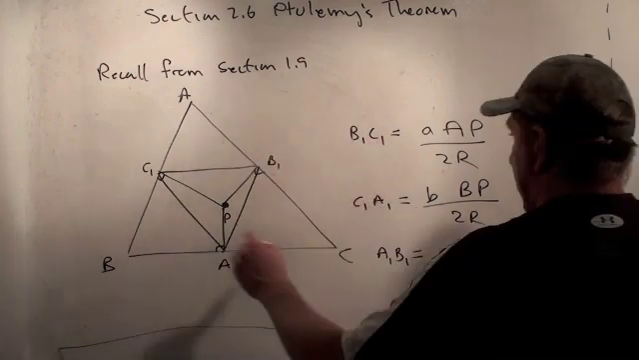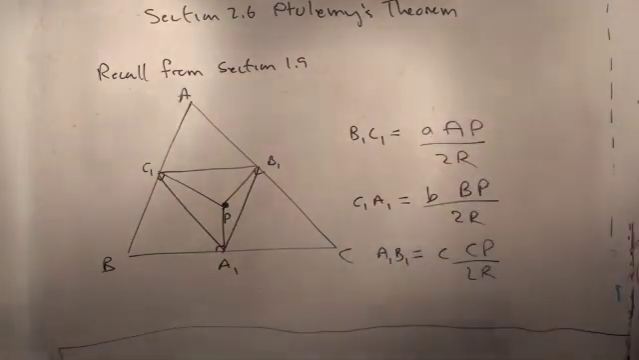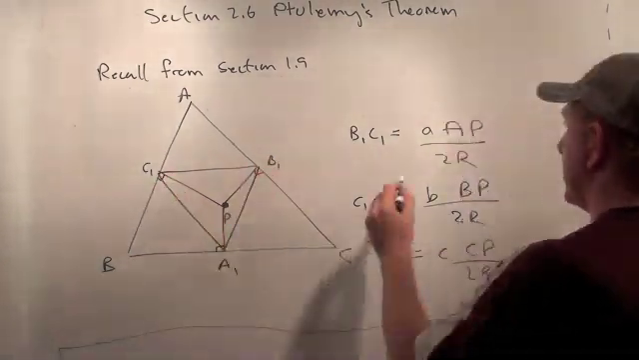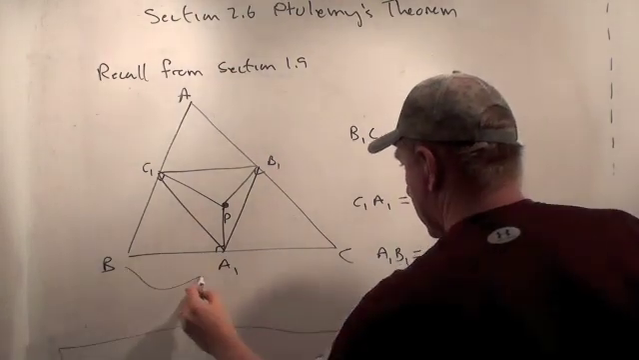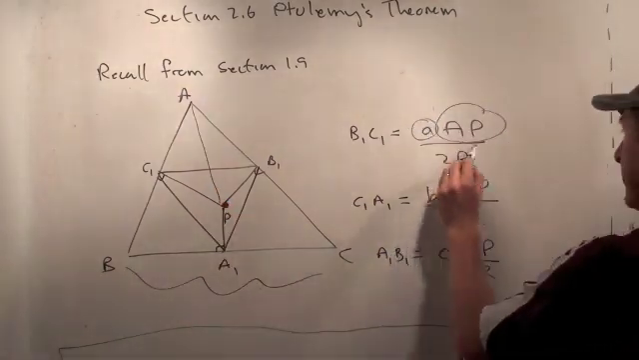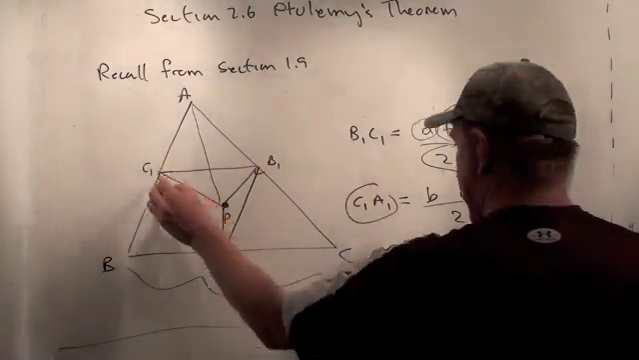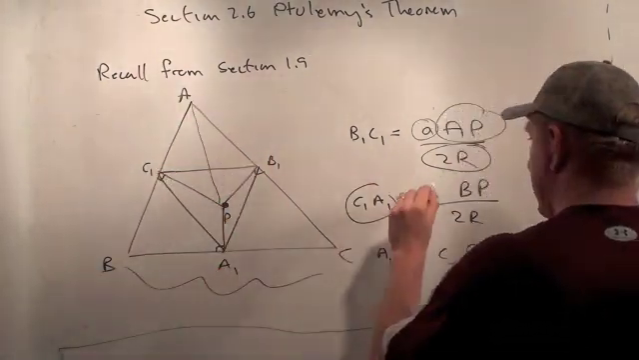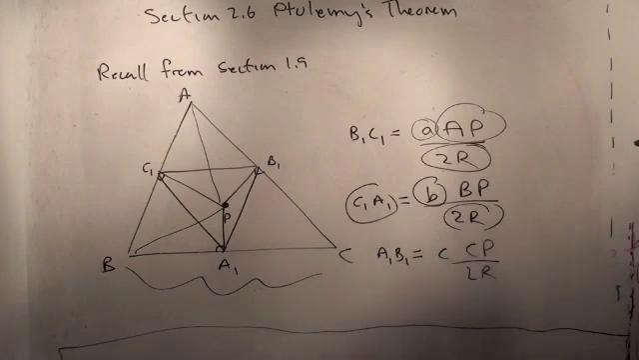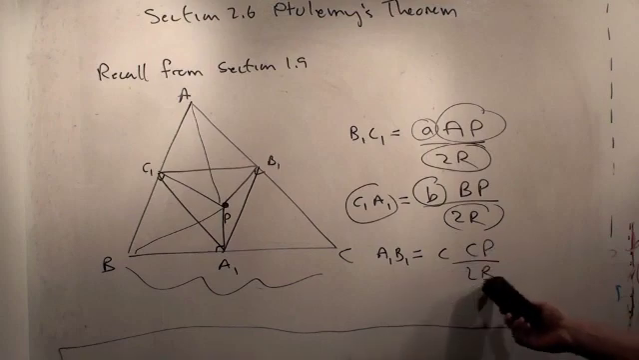So, ABC is any triangle, and we pick a point P, and we draw perpendiculars to the sides. And we showed the side of the triangle, B1C1, equals A, side length A here, times AP, the distance from A to the pedal point, over 2R, the radius of the circumscribed circle. Similarly, the other side, C1A1, was equal to the length of the opposite side B times the distance to the pedal point, BP, over 2 times the radius of the circumscribed circle. And for the third side, A1B1 is C times the distance from C to the pedal point, over 2R.